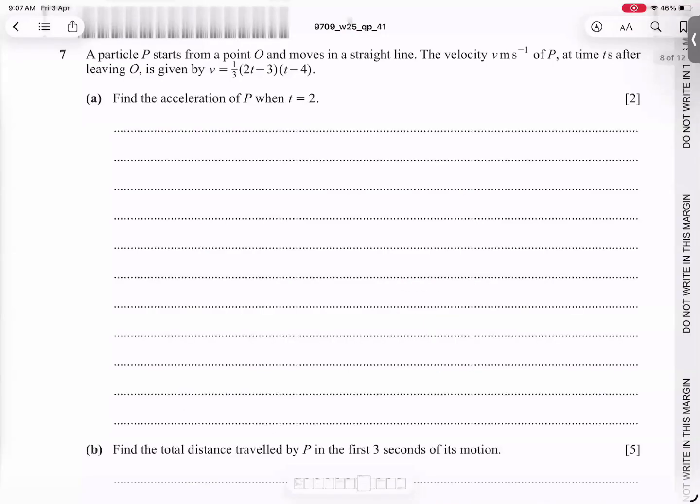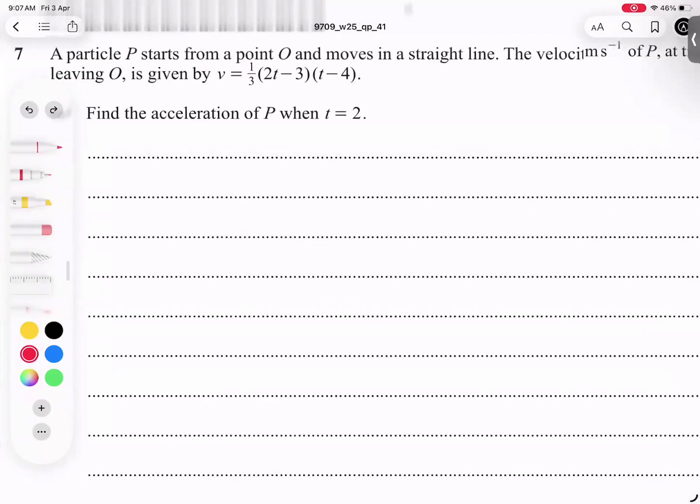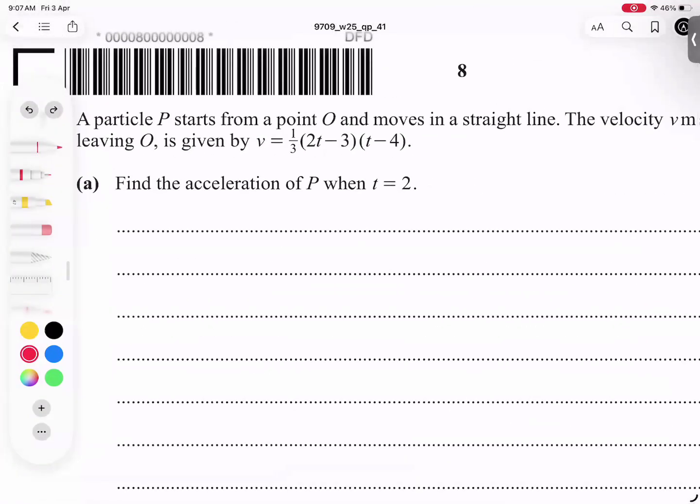Question number 7, students. A particle starts from rest and is moving. What does this mean? Whenever the particle starts, it means time 0, starting from a point O, so 100% distance is 0. He did not say it starts from rest; if he had said rest, we could say v is also 0. But in this condition, he did not mention that the particle starts from rest. It starts from O, and when time is 0, S must be 0.